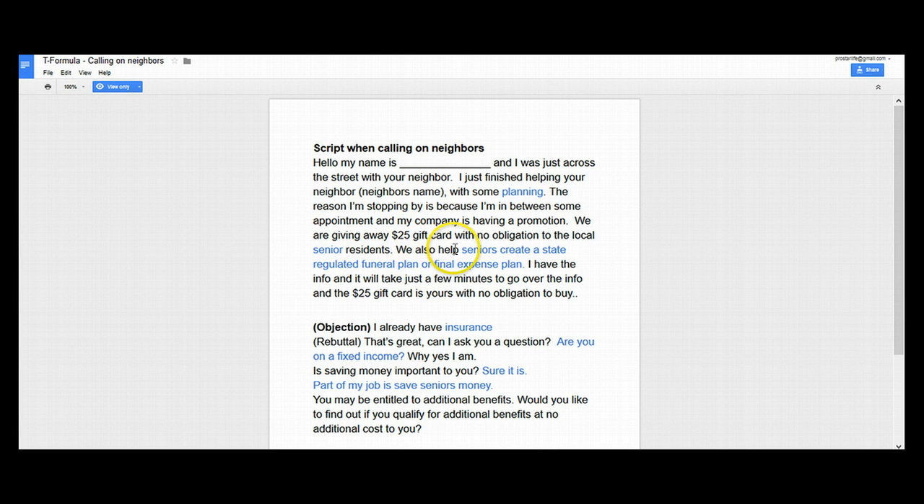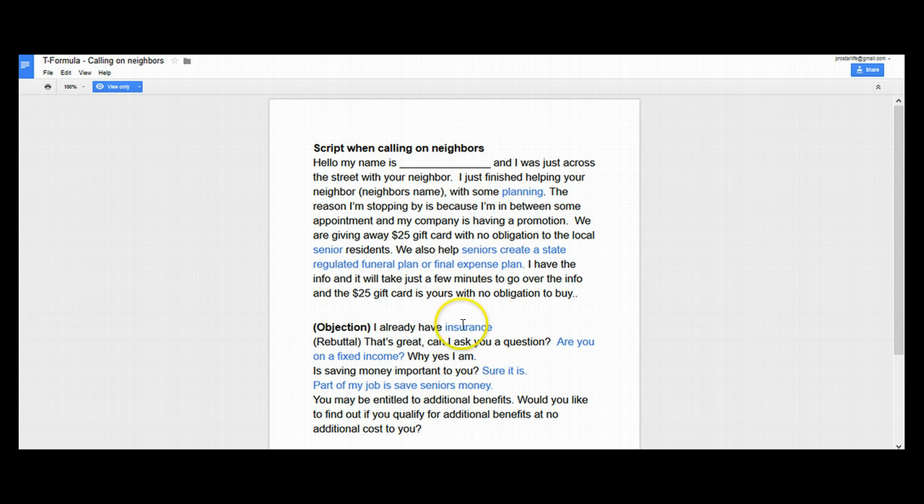We help local neighbors to allergy-proof their home through carpet cleaning, as an example. That's so you could do that. But in Sam's case, we also help seniors create a state-regulated funeral planning and final expense. I have the info, and it will take just a few minutes to go over the info, and the $25 gift card is yours with no obligation to buy.